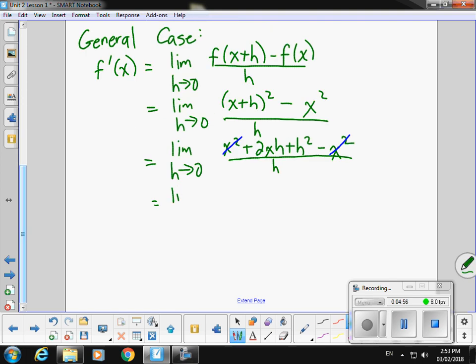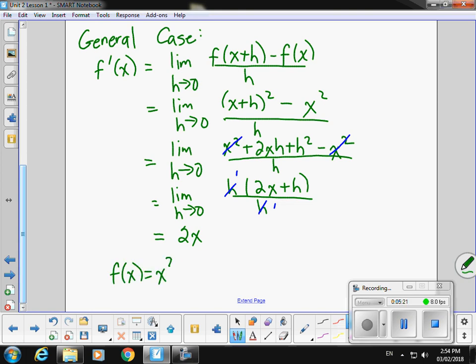Factoring out a common factor of h, as I did in the specific case, I have 2x plus h over h. Divide out h top and bottom to get rid of our 0 over 0 problem. And then I can do a direct substitution of 0 and end up with 2x. So the derivative, when the function is x squared, the slope of my tangent, or my derivative, is 2x. Super cool.